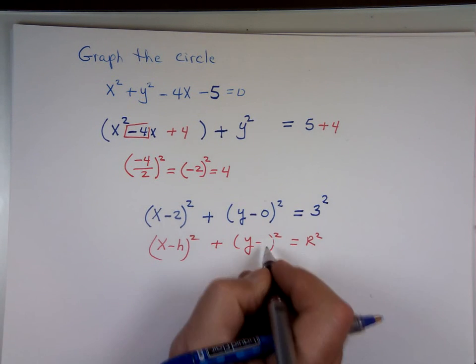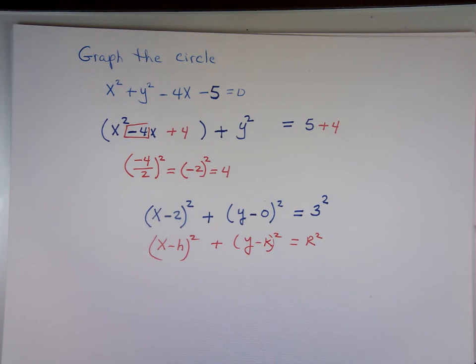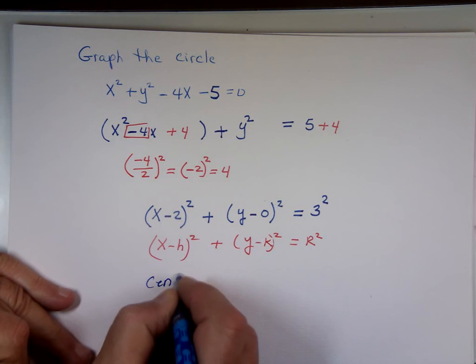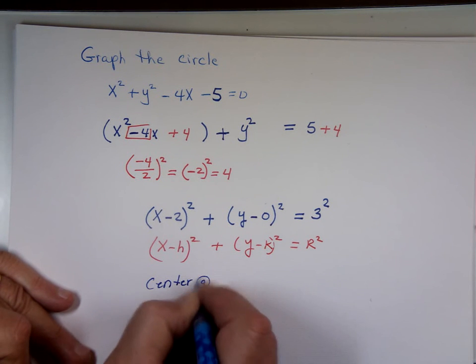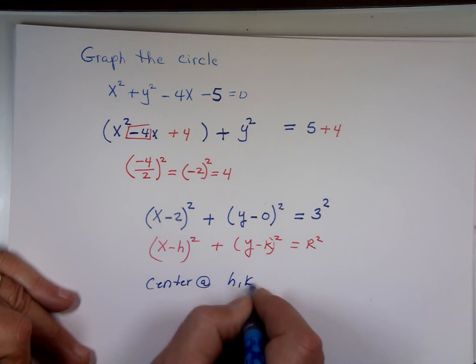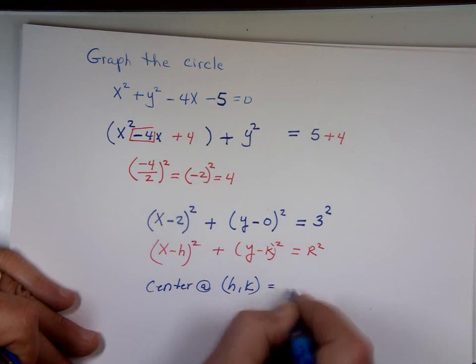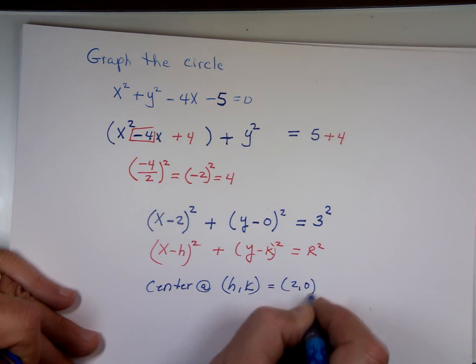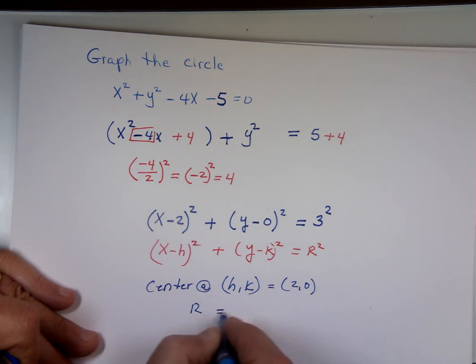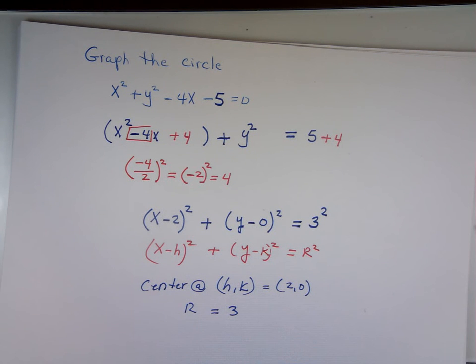So now when you look at them, center is where? h comma k, yes, 2 and 0. And the radius is equal to what? 3. 2, 0, radius 3.